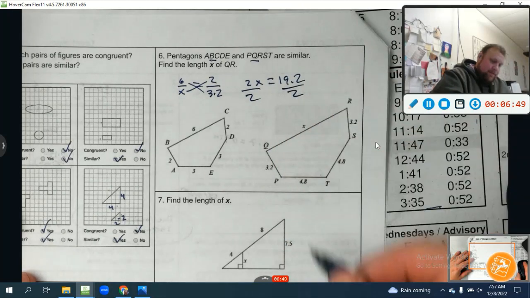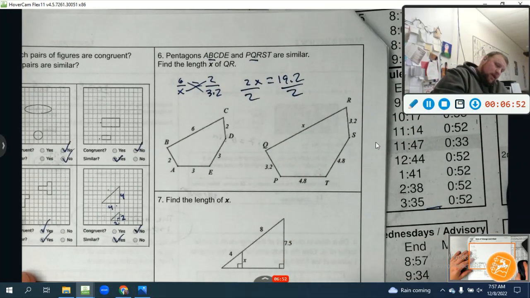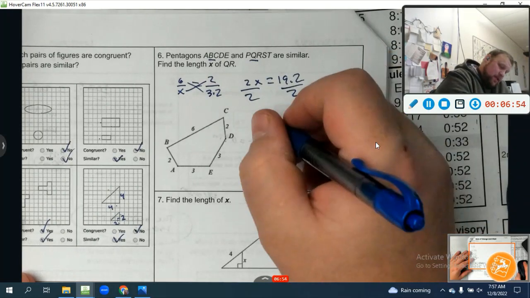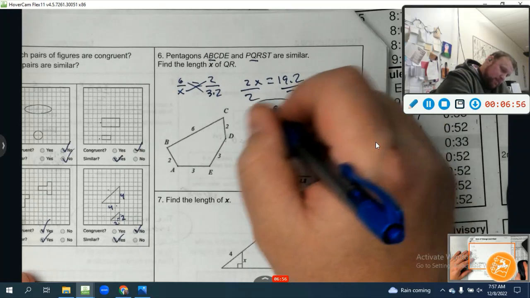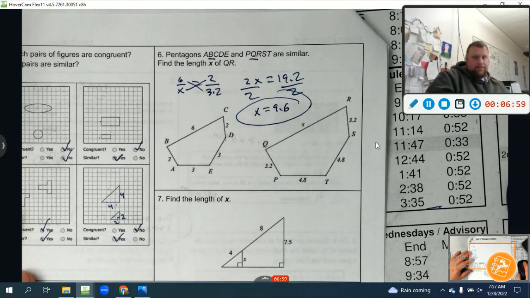And I want to say that's 9.6. X equals 9.6. Boom. Okay. Find the length of X.